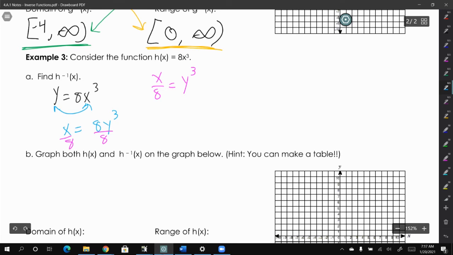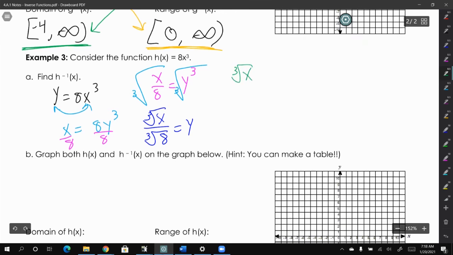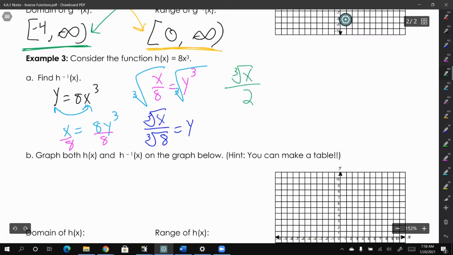And then we're going to take the third root of both sides. So on the left side, it's going to be the third root of x on top over the third root of 8 on the bottom equals y. Well, the third root of x will just stay the third root of x. However, the third root of 8 is 2. So that makes our inverse, the inverse of h, equal to the third root of x over 2.